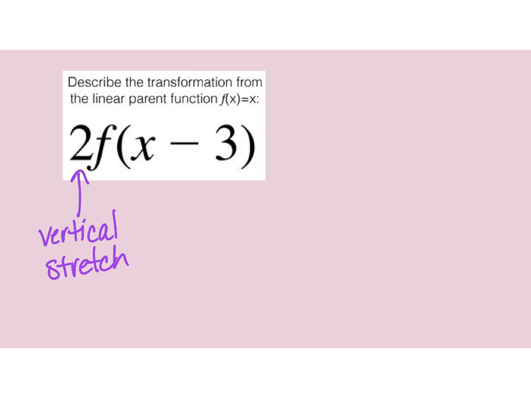Now keep in mind, I'm just using this as an example, if that 2 were negative, it would also include a reflection, okay? But it's not, so we're not going to worry about that. All right. Now we're almost done. We have the -3 inside parentheses. It's opposite of what you think. And it's horizontal, right? So which way are we going? Right, 3 units. Good.